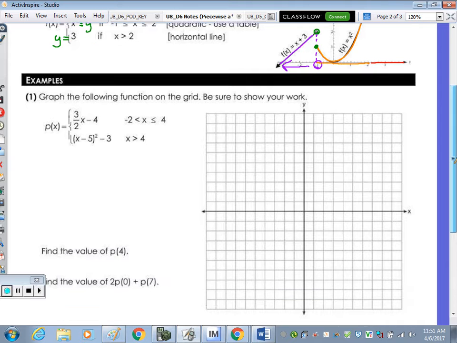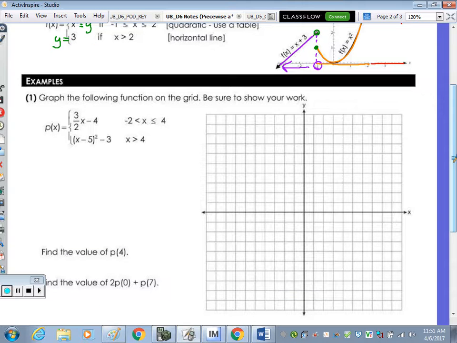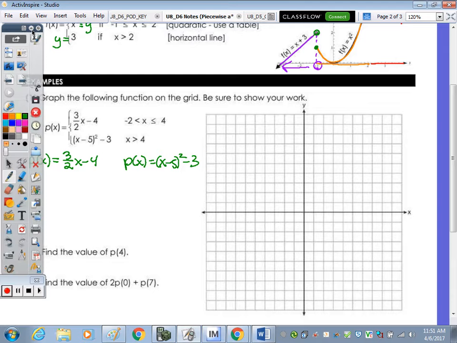All right, so we're going to graph a linear function. So we're going to graph p of x equals 3/2 x minus 4. And then p of x equals (x minus 5) squared minus 3. And we graph them according to the domains that are given.